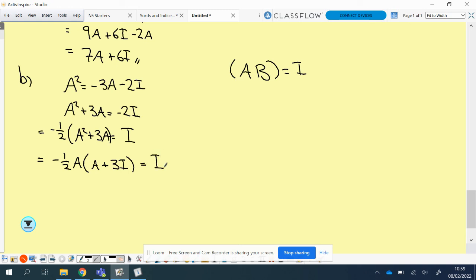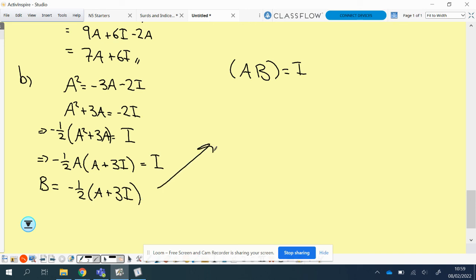So what that's telling me is A times something, which is my B matrix, has to give me an identity matrix. Therefore, that B has to be negative a half of A plus 3I, because that's what is multiplying the A to give me the identity matrix. That's everything else apart from that A there, and I can work this out now.